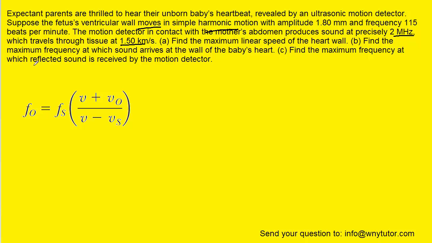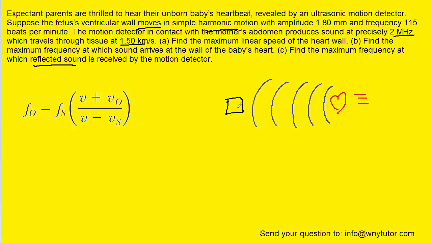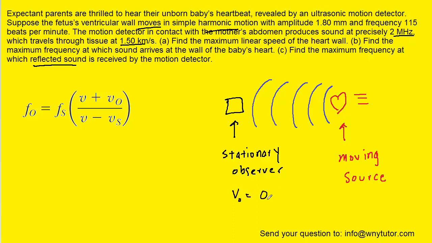Now in part C, they're mentioning that the sound is reflected and then received by the motion detector. So in this case, because of the echo, the heart is now going to be considered a moving source, and the detector a stationary observer. And so since the observer in this scenario is stationary, we can say that v sub o is equal to 0 meters per second. That's going to eliminate this term right here. The frequency of the source would be the frequency that we determined in part B. That is the frequency that the sound had arrived at the wall of the baby's heart with.